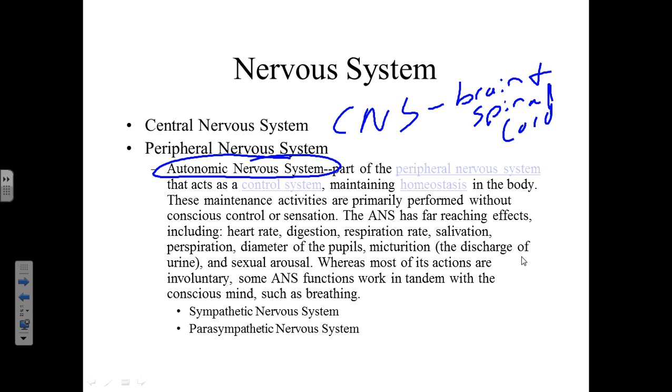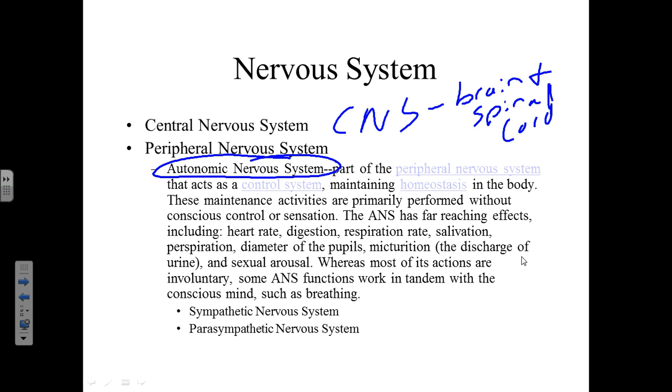I mean, you don't have to think about, hey, my blood pressure's too high, I need to lower it back down, right? Hey, my heart's beating a little too fast, let's slow it down. You don't think about that. That's unconsciously controlled. The ANS, the autonomic nervous system, controls everything from heart rate to digestion to your rate of breathing, your respiration rate, how much saliva you have in your mouth, how much you sweat, the diameter of your pupils, when you urinate, when you're aroused. It controls all those things. Unconscious things in your brain.